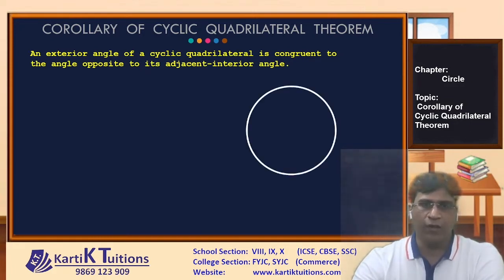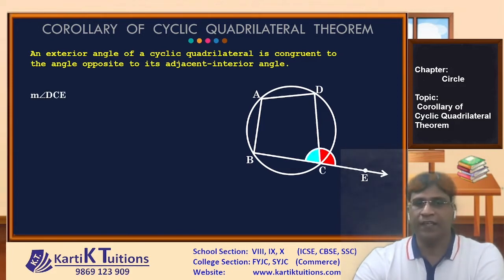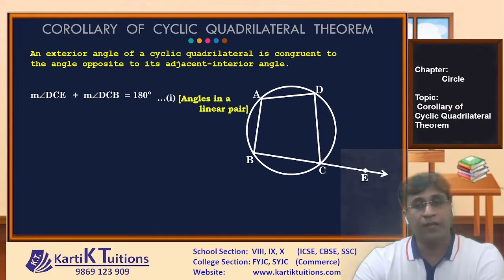Now again, an exterior angle of a cyclic quadrilateral is congruent to the angle opposite to its adjacent interior angle. We have a cyclic quadrilateral ABCD. Now I extend BC to point E such that I get an exterior angle DCE. Now I have to prove angle DCE is congruent to angle DAB. First, angle DCE plus angle DCB will become what? Angles in a linear pair. So if we add these two angles' measures, the total has to be 180 degrees.